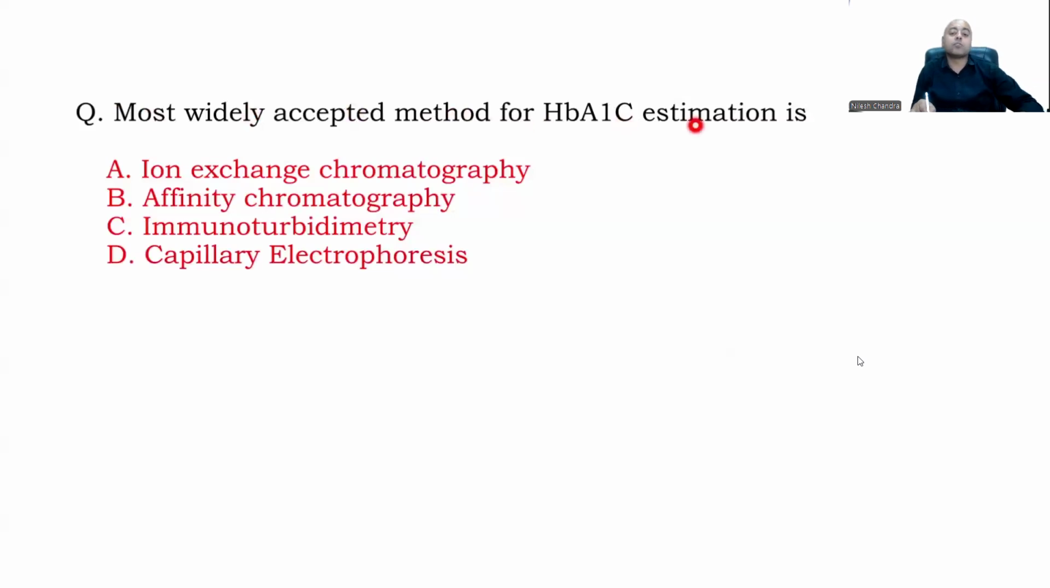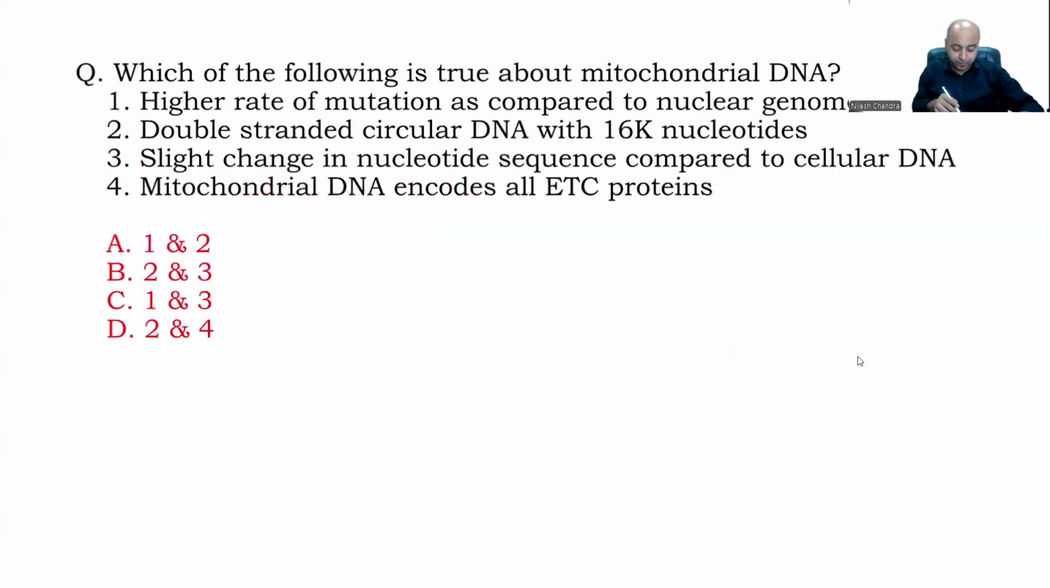Most widely accepted method for HbA1c estimation is, your options are ion exchange chromatography, affinity chromatography, immunoturbidimetry, and capillary electrophoresis. Please note all these 4 methods are used, but the most preferred answer is ion exchange chromatography, which is considered the gold standard and most widely accepted method for the HbA1c estimation. We'll talk about HbA1c estimation in a separate video.